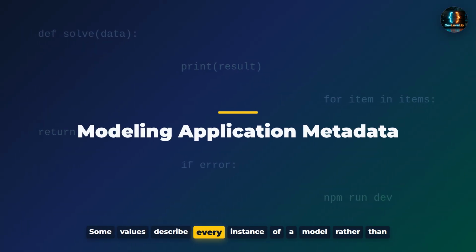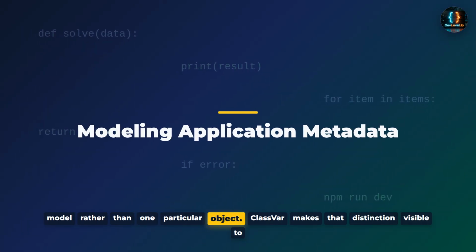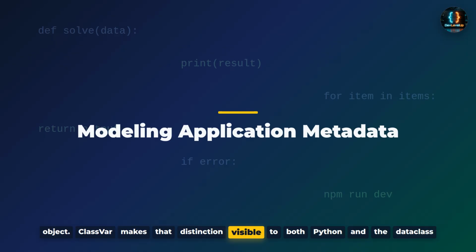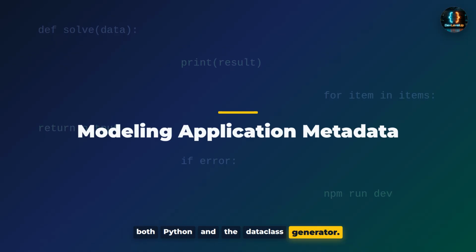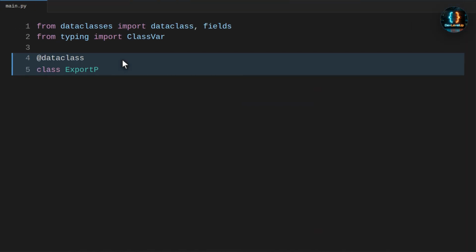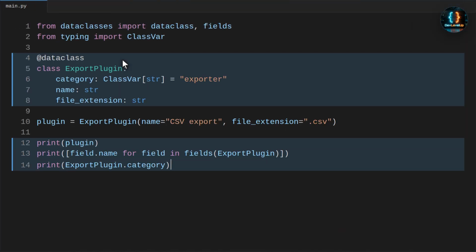Some values describe every instance of a model rather than one particular object. Class var makes that distinction visible to both Python and the data class generator. Plugin systems often need metadata shared by every plugin type alongside data that belongs to one plugin instance. Let's mark the plugin category as a class var, then inspect both the generated fields and the class metadata.